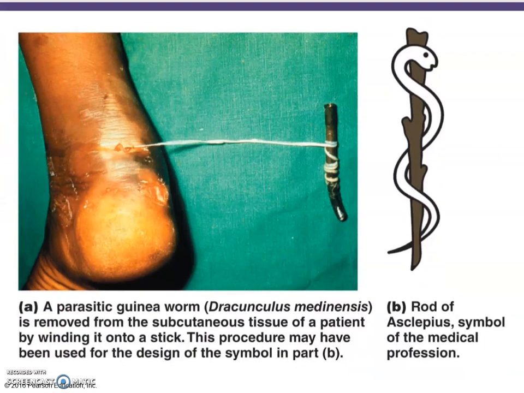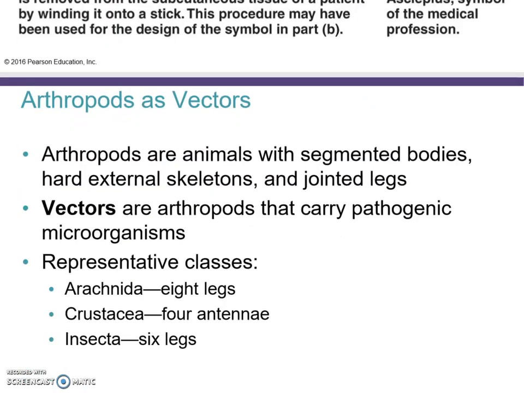There you have a picture that is thought to have contributed to the rod of Asclepius, which is the symbol for the medical profession. It is very likely that it came from a rod that was used to spool out or pull out a worm that somebody was infected with. So this is a parasitic guinea worm, and it's being pulled out by rolling it around this rod, and it does resemble the rod of Asclepius here as the logo or symbol for the medical profession.